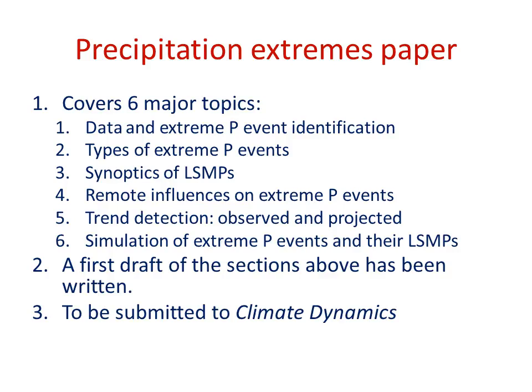All right, folks, I hope you can hear me. We also have a precipitation extremes survey paper running essentially parallel to the temperature one, but not as far along. At the moment, we have a first draft of all the sections, roughly paralleling the temperature paper, but for precipitation: data and extreme event identification, types of extreme events, synoptics, remote influence, trend detection, and simulation of the extreme events and their large-scale meteorological patterns. So we have a first draft of that, and that's churning along as well. And I think what we have so far is, hopefully, adequately represented in the summary that we're presenting to you here.